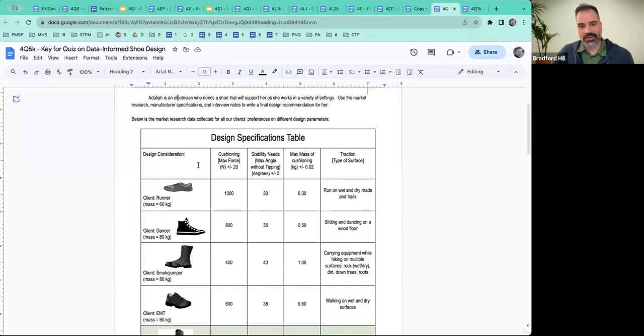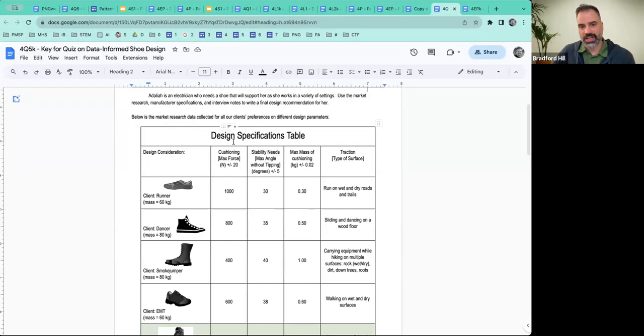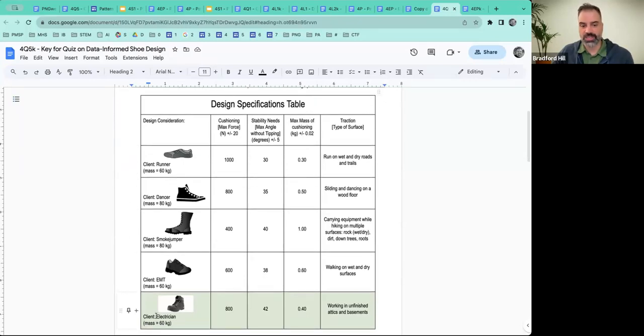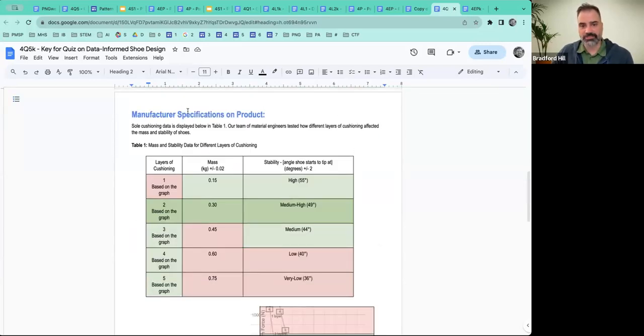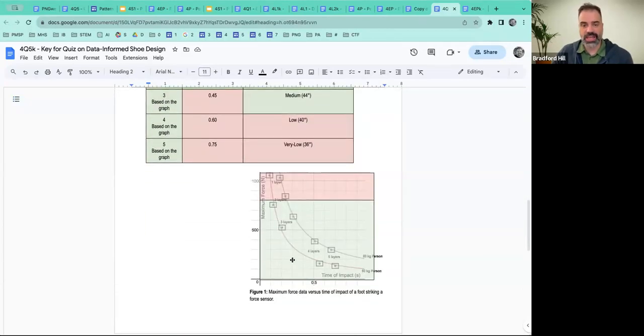Here is the goal of this quiz. I'm going to give an overview and then I'll go back and look. They get a design specification table. It talks about a bunch of different shoes, and it has the cushioning force and stability needs of these different types of clients: runners, dancers, smoke jumpers, EMTs, and then the electrician is added for the quiz scenario. So they get a new person. There's a design specification, then there's a manufacturing specification. The point is there's 1 table, 2 tables, and a graph. And I'm showing you the answer key.